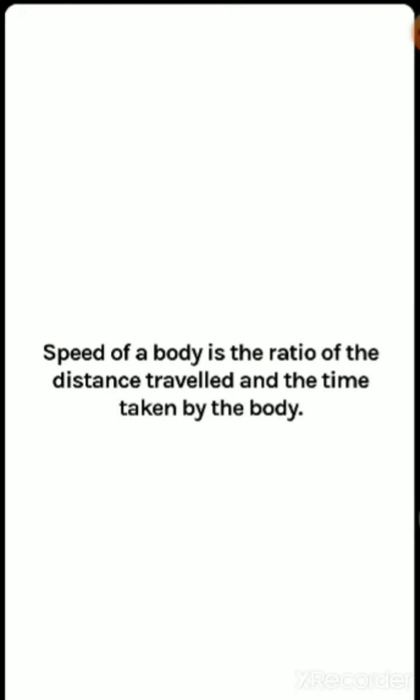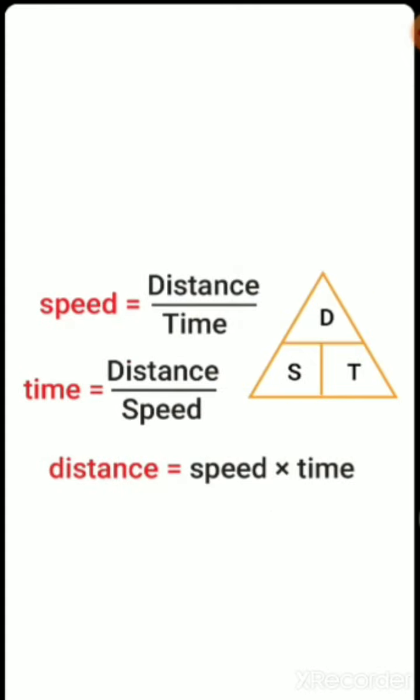Speed of a body is the ratio of the distance travelled and the time taken by the body. That is, speed is equal to distance travelled divided by the time taken to cover that distance. And the formulas are also there. That is, speed is equal to distance divided by time. And from that formula, two more formulas we can generate. That is, time is equal to distance by speed, and distance is equal to speed into time. I hope all of you have understood this one.